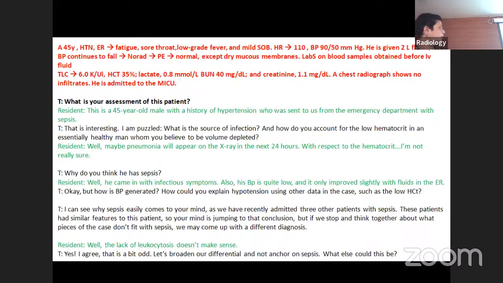So finally, the same case that we started with last week. Look at this. You are the teacher. She asks, what is your assessment? Resident says 45-year-old male, history of hypertension, in ER with sepsis. What is the source of infection? Maybe pneumonia will appear on the X-ray. Cannot find anything, but the resident will say, sir, pneumonia, maybe it's not visible now, maybe we'll see it tomorrow, but it is sepsis only. Why? Because he came with infection, he has low BP, he has fever, it has to be sepsis, right?